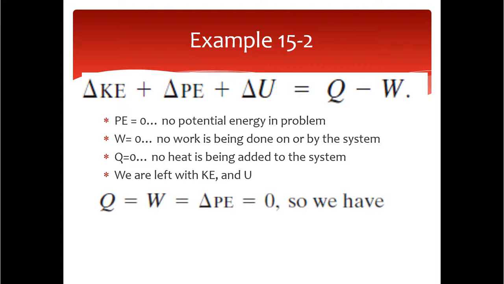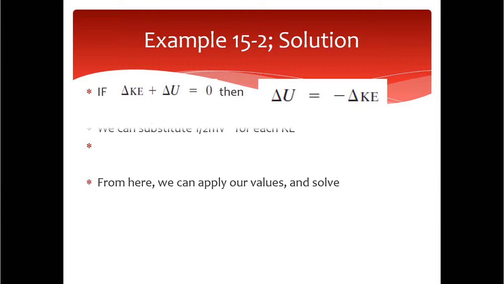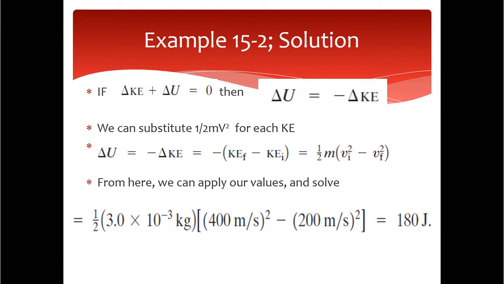Since Q, W, and PE are all 0, we're only left with KE and U, and this is what it would look like: change in KE plus change in internal energy is equal to 0. So delta U must be equal to negative delta KE. And since KE's formula is quite simple, we can substitute in the mass and velocities for each portion of the KE, which leaves us with a formula looking something like this. Now we can just apply our values and solve the formula. Your answer in this case is 180 joules.